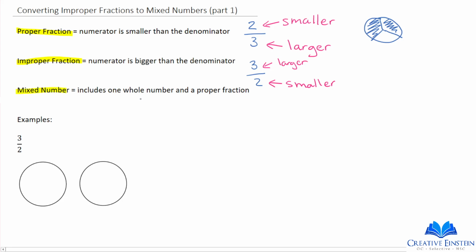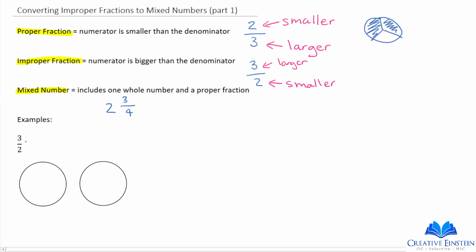Mixed numbers include a full number, like a whole number, and also a fraction. So for example, 2 and 3/4 is a mixed number because we have 2 as our whole number and our fraction is 3/4. Let's get started with some examples. The best way to explain how to convert is through drawing, because visually you can see exactly what's going on.